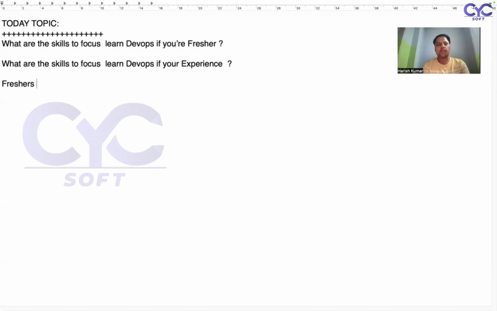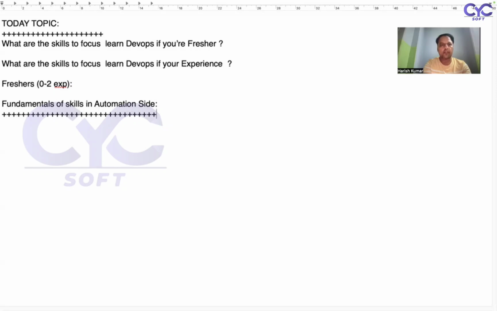Try to go with basic skills for those with 0 to 2 years of experience. Try to learn the fundamentals of skills on the automation side. The first one I can prefer is Linux administration. Next, the second one is networking, guys. If you want to learn the basics, you definitely need to go with networking also.